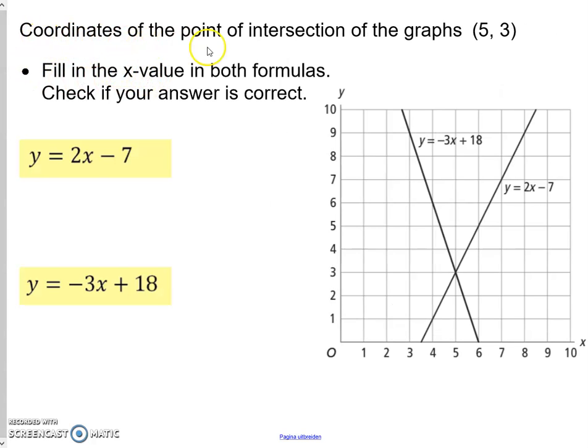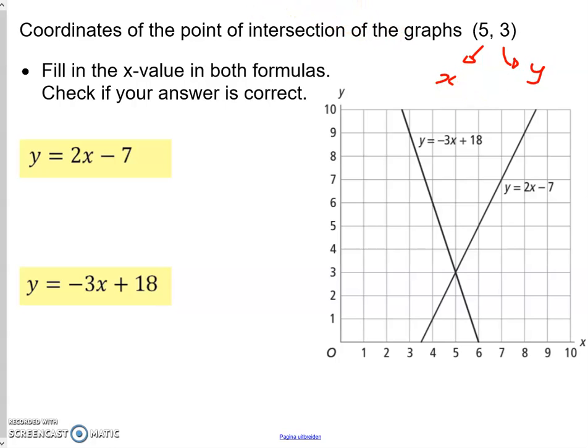We already saw that the point of intersection of the graphs was (5, 3). Well, now we are going to fill in the x value in both formulas, and we're going to check if our answer is correct. When you do that, you need to know that the first number always belongs to x, and the second number always belongs to y.